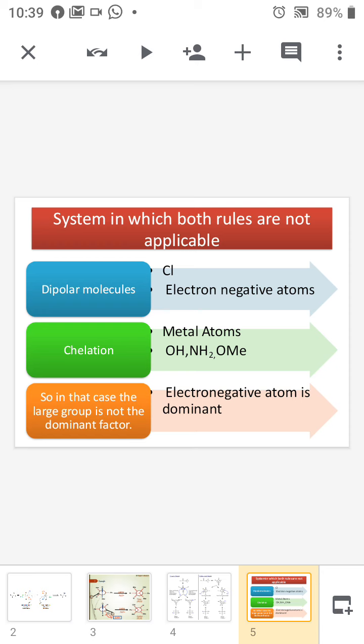But if any atom which contains electronegativity is present in the substrate, we have to give more importance to the electronegative atom. So the next exceptional case is chelation. There are some groups, for example OH, NH2 and OMe, where there is a possibility of chelation with the carbonyl group. In that case also we cannot apply Cram's rule and the Felkin model, so we give more importance to that atom.